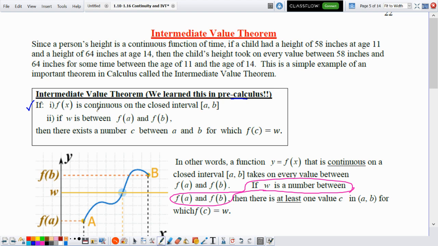f of x is continuous on the closed interval. That's one part of the condition. Then there is a y value. This is a y value between the two y numbers. Then there exists a c between a and b of x values. These are all the x numbers for which f of c is equal to k.